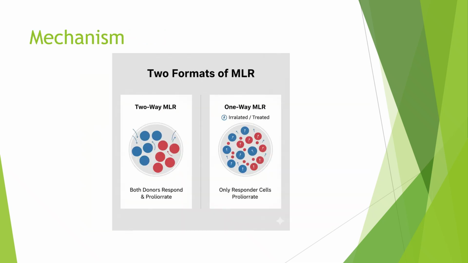Next, let's look at the mechanism. There are two types of MLR formats. On the left is the two-way MLR. In this type, both donor and recipient cells react to each other. On the right is the one-way MLR. Here, we treat one side with radiation so it cannot grow. This lets us measure the reaction of only the responder cells clearly.